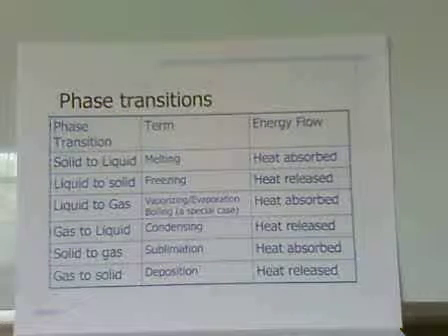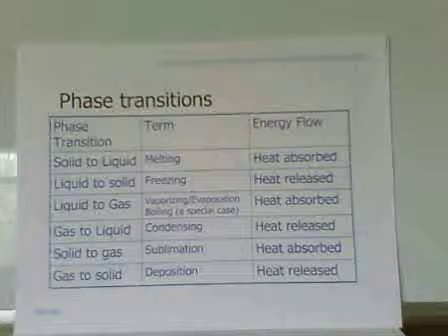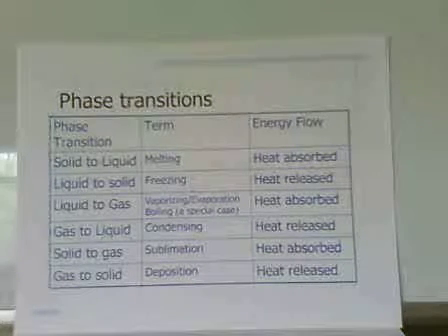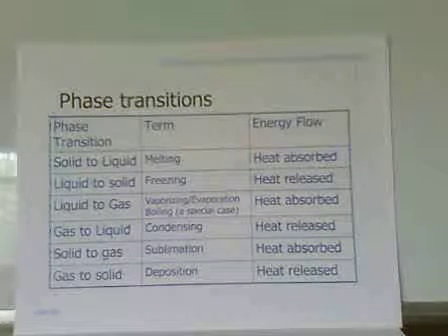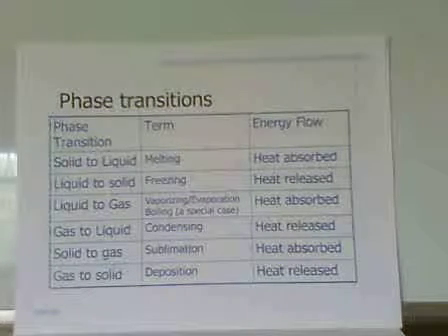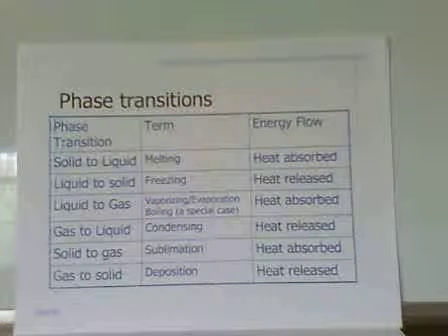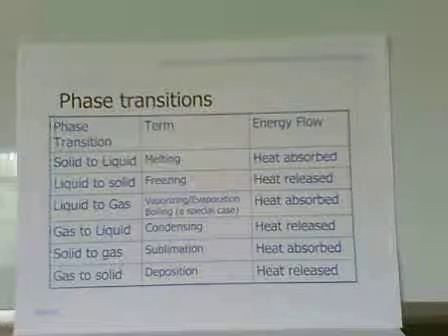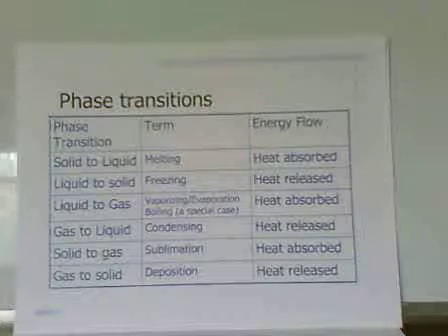To go from a liquid to a gas, it's vaporization or evaporation. And then we have boiling, which is a special case where we have the gas formation in the liquid. These processes require heat, so they absorb heat to vaporize or evaporate a liquid. The reverse process of going from gas to a liquid is condensation. This will release heat.